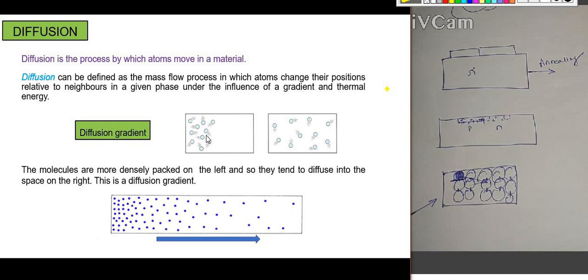Okay, if the concentration difference is very high in this region, the diffusion rate also will be high. And if the concentration difference is very small, then the diffusion rate also will be small. Okay, so here we can see this is the direction of diffusion, because here we can see a high concentration of particles and here a low concentration of particles. So the particles will move from this point to this point. This will be the direction of diffusion. So the molecules are more densely packed here on the left side, and so they tend to diffuse into the space on the right side by the diffusion process. Okay, so this is called diffusion gradient.